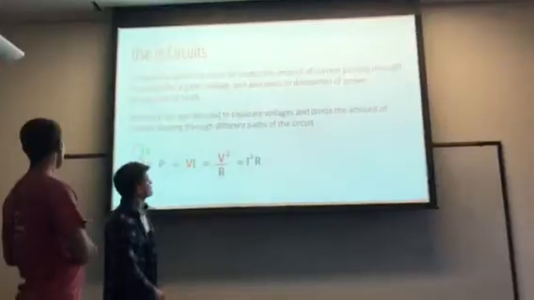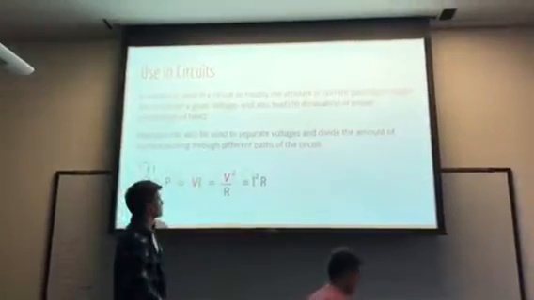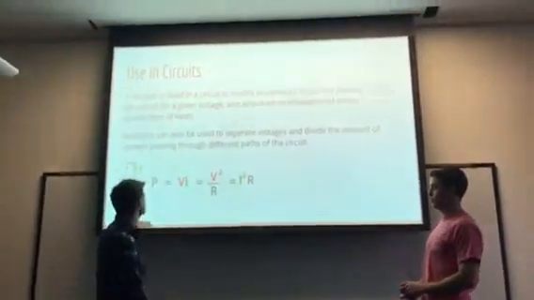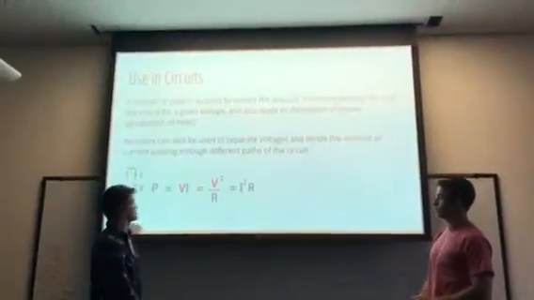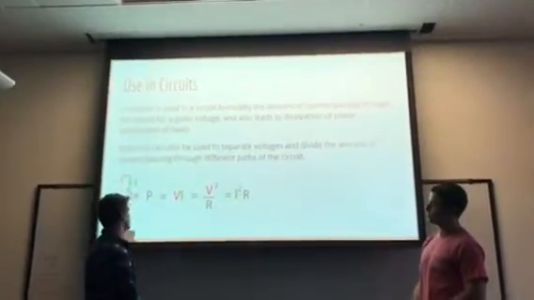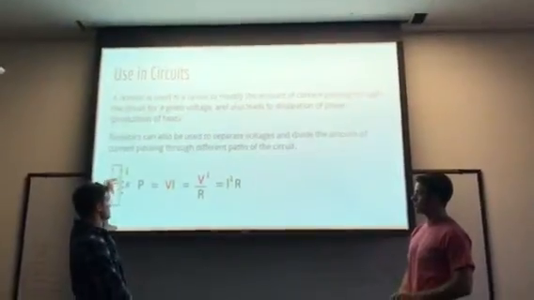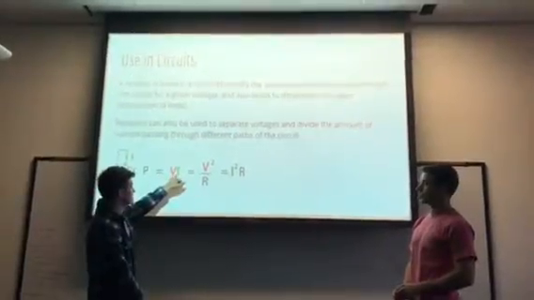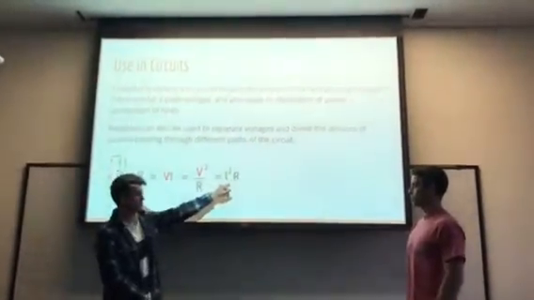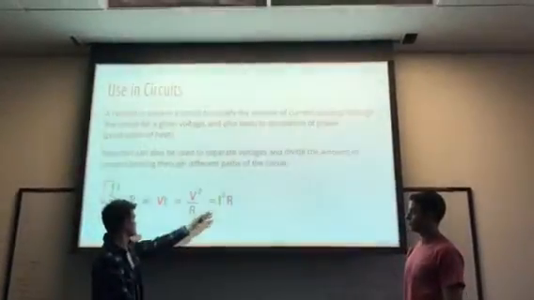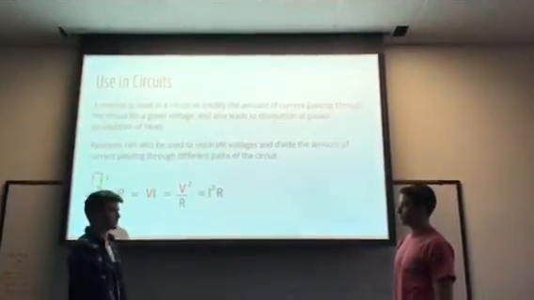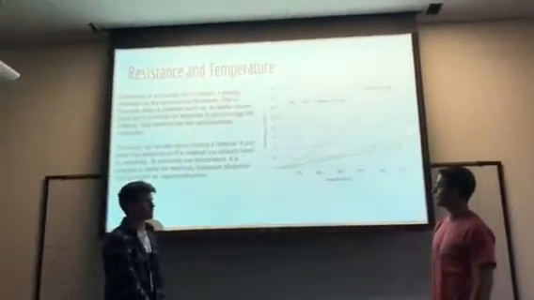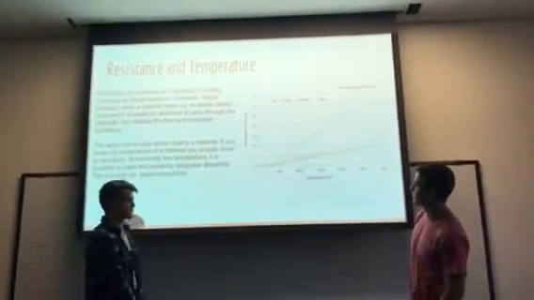So in circuits, resistors are used to modify the amount of current passing through the circuit for a given voltage, and it also leads to the dissipation of power, which we see as the production of heat. Resistors can be used to make separate voltages and divide the amounts of current passing through different paths of the circuit. As you can see, the voltage across a resistor and the given current traveling through that path, the power dissipated is equal to the voltage times the current, or the current squared times the amount of resistance. So by increasing the resistance, the amount of power dissipated also in turn increases, which leads to an increase in the amount of heat produced.